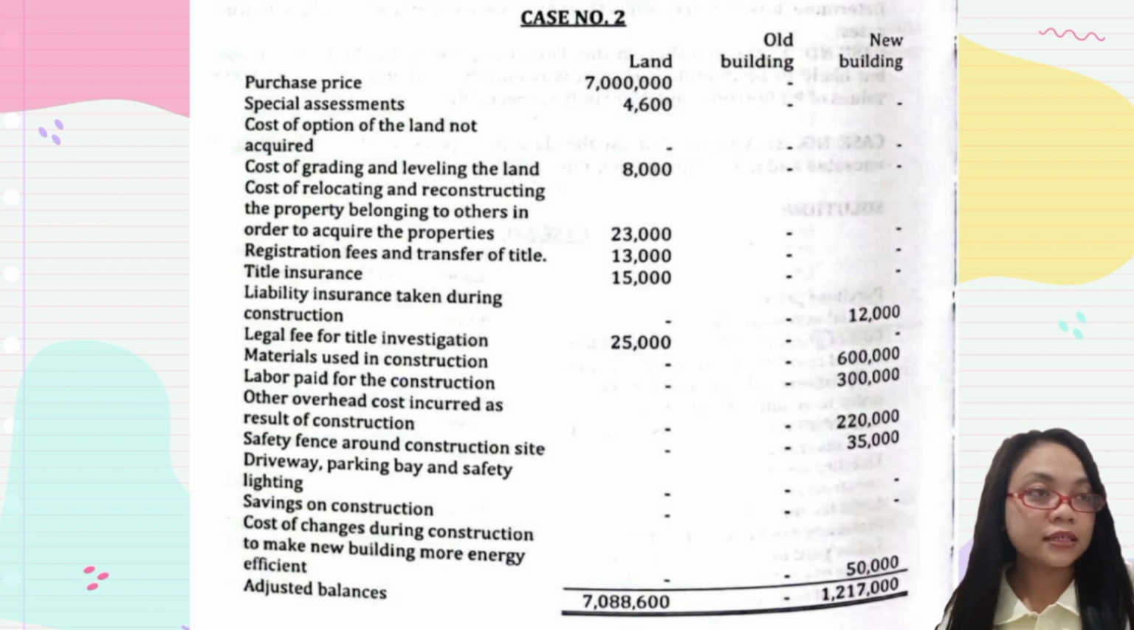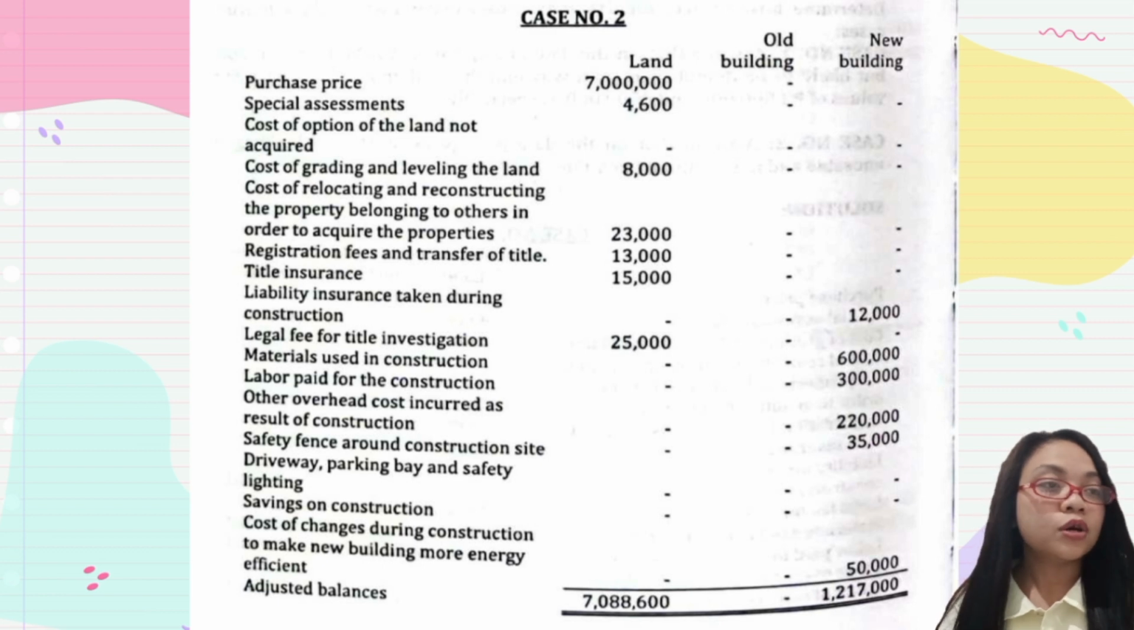First, sa purchase price, we have total of 7 million, and i-allocate na ni siya sa land alone because wala na value ang old building. The purchase price, 7 million, and in the same way, kato po mga common cost na attributed po dapat sa old building is dapat attributed na lang sa land. For example, kanang cost of relocating and reconstructing the property belonging to others in order to acquire the properties amounted to 23,000. So, kana po mga cost na related sa preparation sa land is still capitalized as part of the cost of the land.